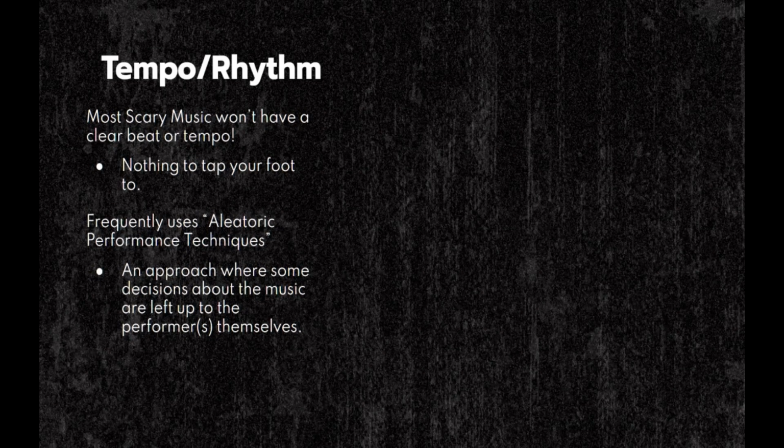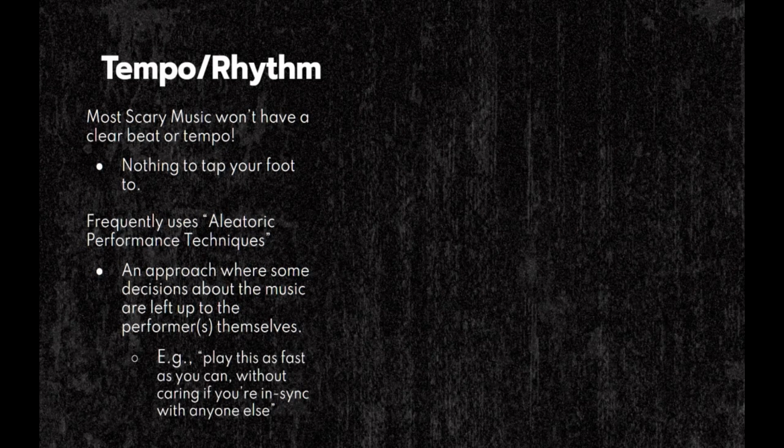For example, writing a short passage for violin, and then telling each player to perform it as fast as they can, on repeat, without caring if they stay in sync together, or if they even perform the right notes 100% of the time. The whole point of aleatoric music is to focus on creating more of a vibe or a special effect than a strict performance of the written material.